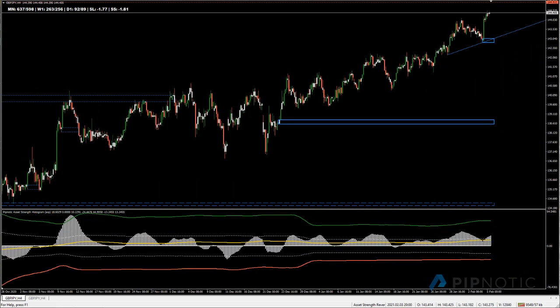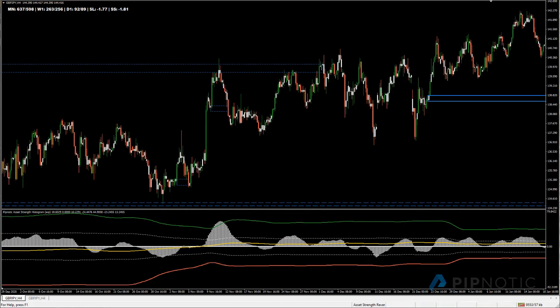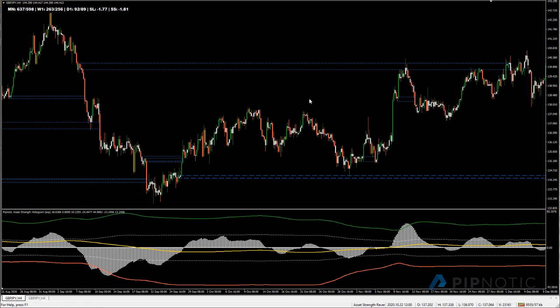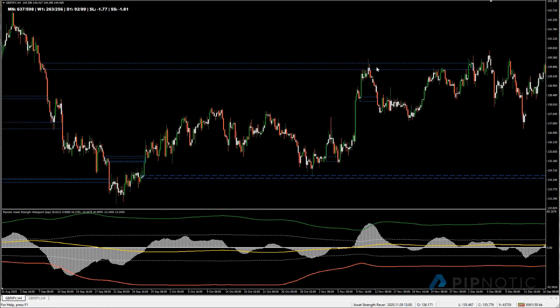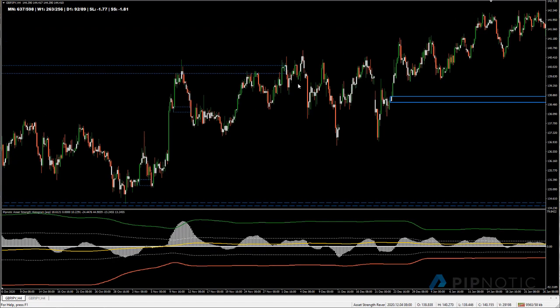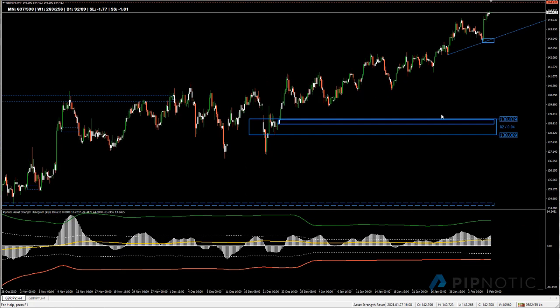Okay, so if we look for areas of demand, let's see if we can find some. So we have this area here of supply. It was tested. Price came down. Price came down. The only area where price managed to hold above this area is here, this candle here, kind of proper strong throughput. And that brings our attention to this here. Okay, software found it nicely for us.